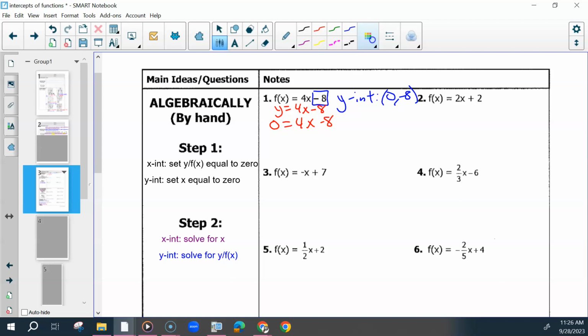So how would we do that here? Not subtracting, we're already subtracting, but the opposite, adding 8. And then divide both sides by 4.